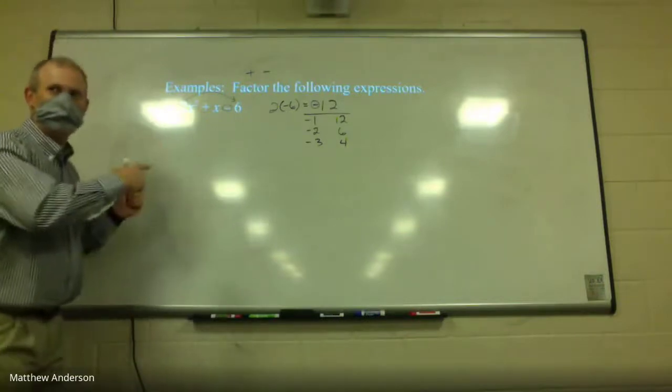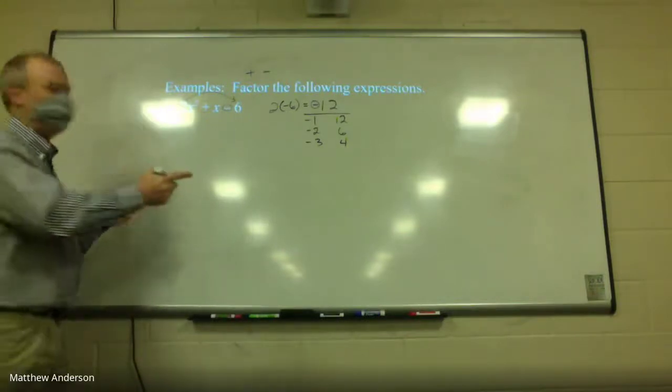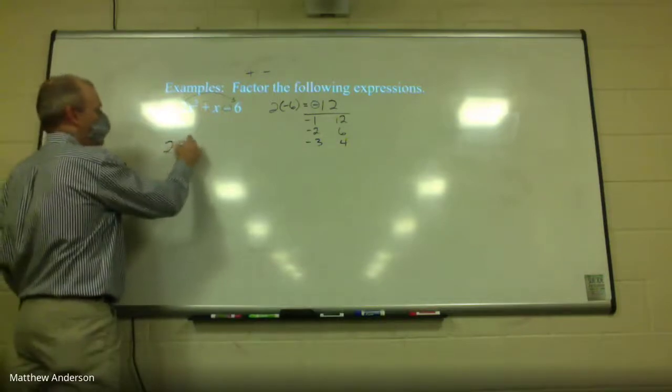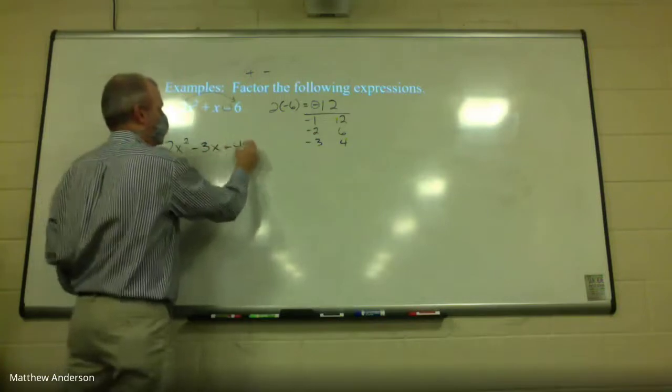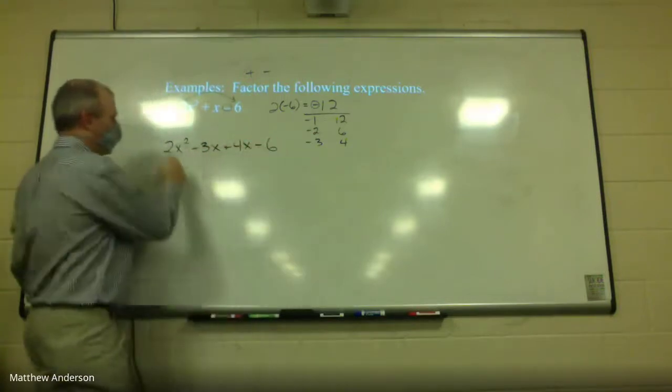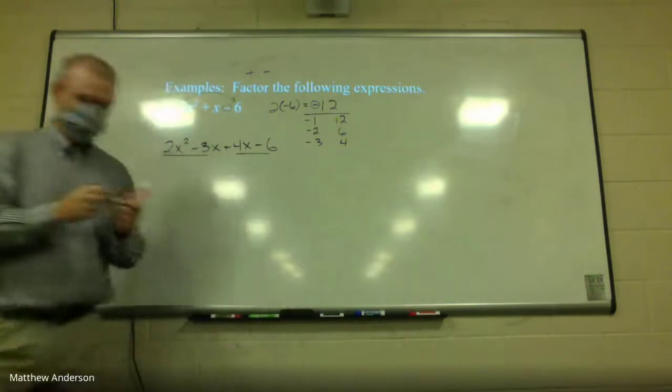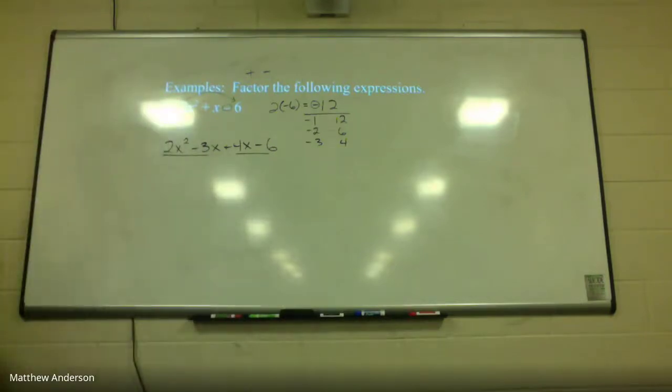So what are we going to do next? Rewrite it. 2x squared, using these, minus 3x plus 4x minus 6. And then we group them. Oh, I need to pause here for a second. Some of you may wonder, how do I know if I should put the 4 first or the negative 3 first? It doesn't make a difference. The process won't change. You'll still get the same answer. So you don't have to worry about, oh, I put the wrong one first. It doesn't make any difference. Okay? So don't worry about that.